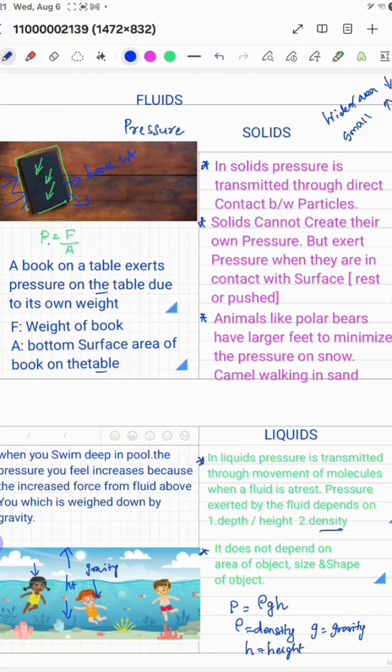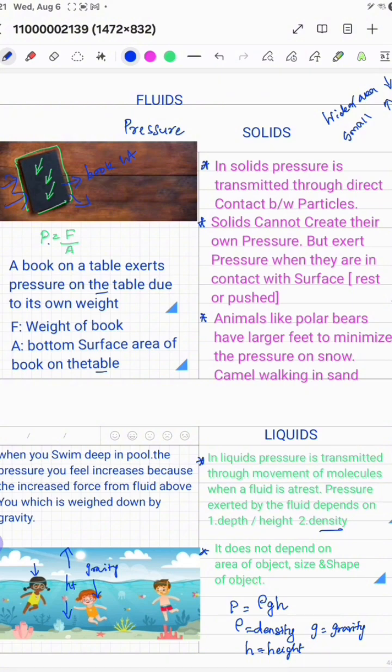Coming back to liquids, here the pressure calculation is not force divided by area. It changes slightly here because it depends on the gravity as well as the density, and height. So when you are in a swimming pool, you will experience more pressure when you go deeper down.